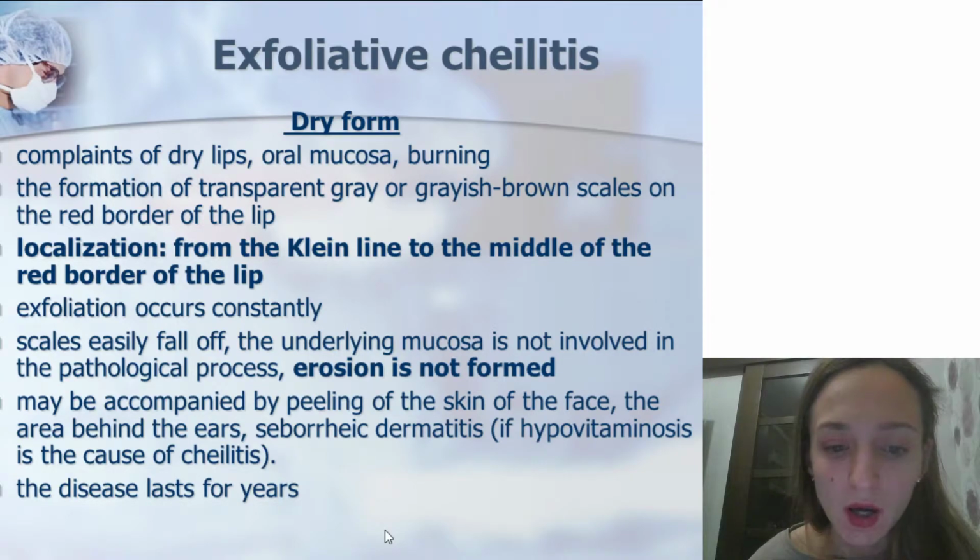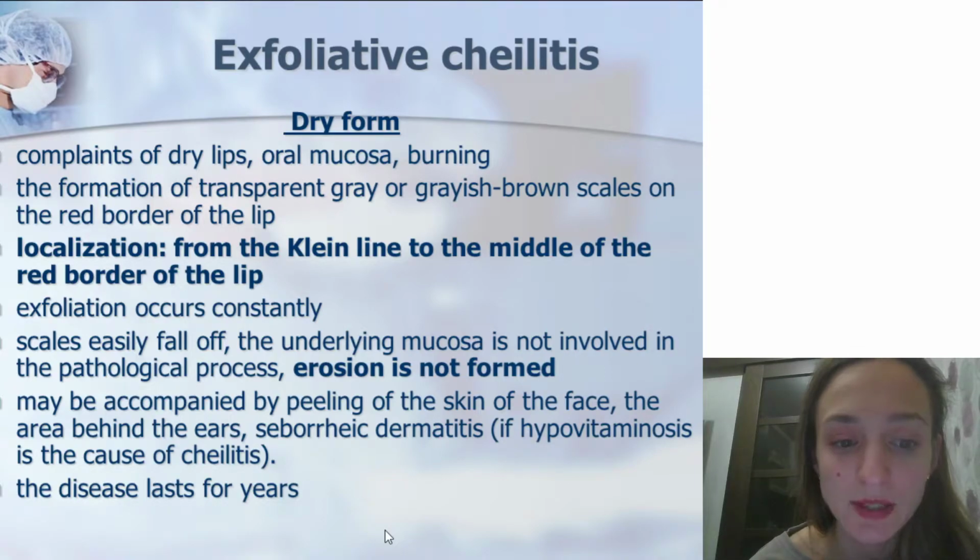A dry and an exudative form of chronic exfoliative cheilitis are distinguished. The dry form is characterized by formation of gray or grayish-brown scales of the red border of lips. The scales peel easily, leaving no defects on the adjacent mucosa.